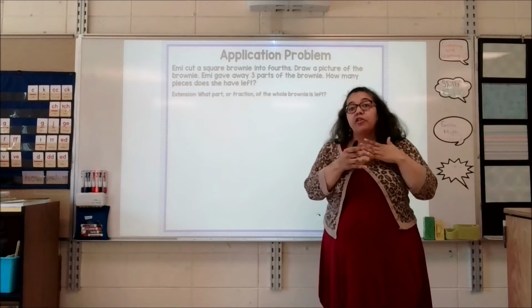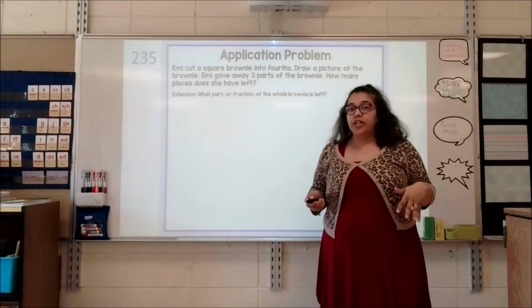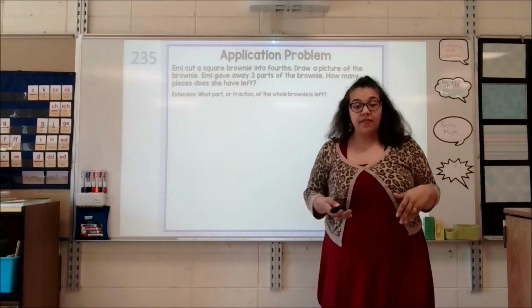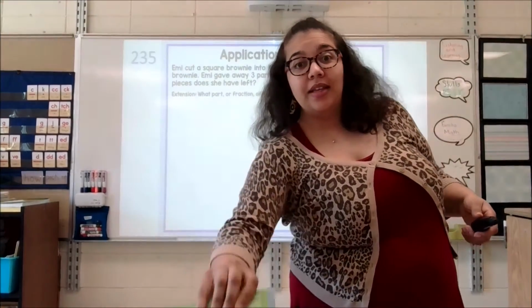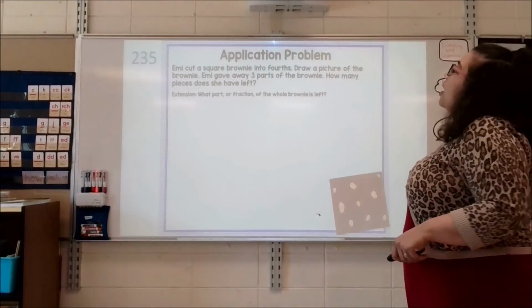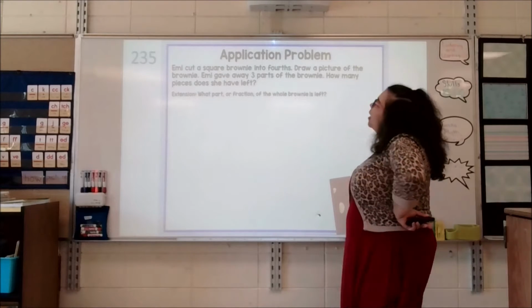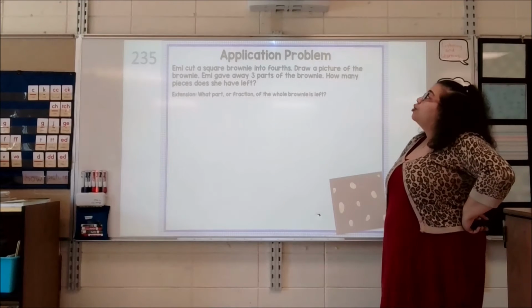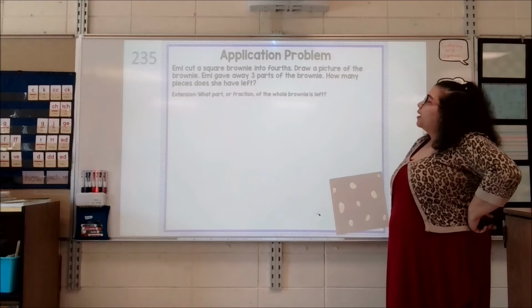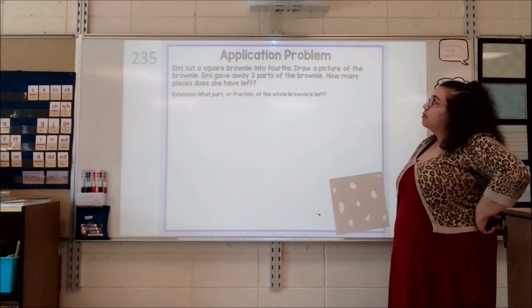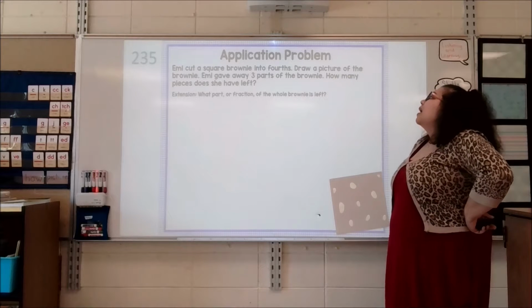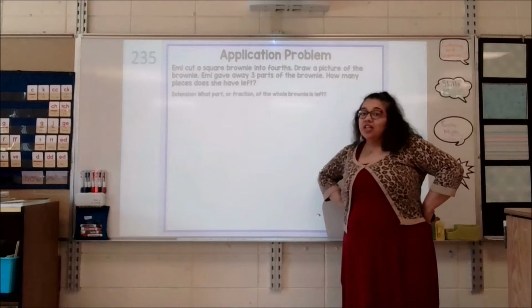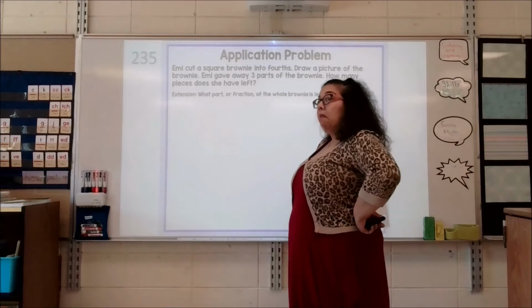We're going to get into our application problem, which can be found on page 235 in your Learn book. It reads, Emmy cut a square brownie into fourths. Draw a picture of the brownie. Emmy gave away 3 parts of the brownie. How many pieces does she have left?